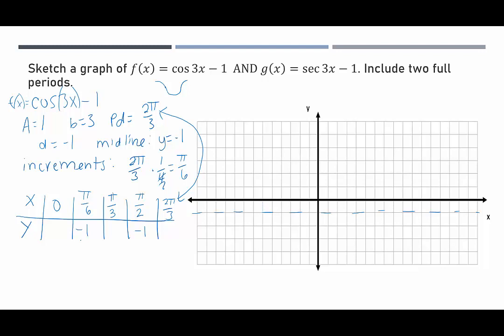Since the amplitude is 1, kind of working backwards here, 0 should be 1 unit above -1, so it's actually going to be at 0, 0. Oh, that's very sine-like. And then here, we're going 1 unit below -1, which would be -2.